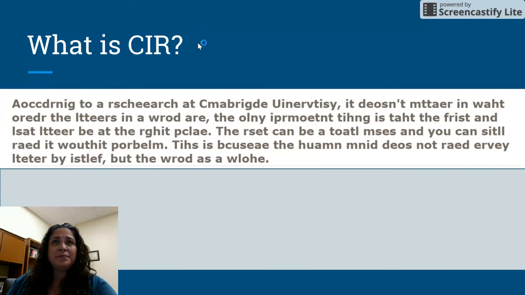Another way of looking at it, if you take a moment and just read this passage and see if you can figure out what this passage is telling you.